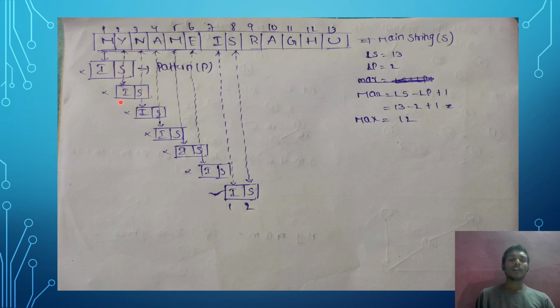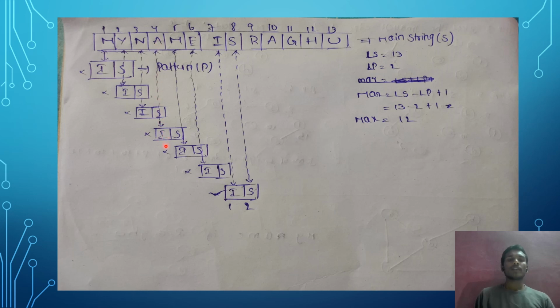Now again the index is updated by 1. Now index 3 of the main string is compared with index 1 of the pattern. N is compared with I. Here also a mismatch occurred. Similarly, we increment the index value of the main string by 1. Now index 4 of the main string is compared with index 1 of the pattern.